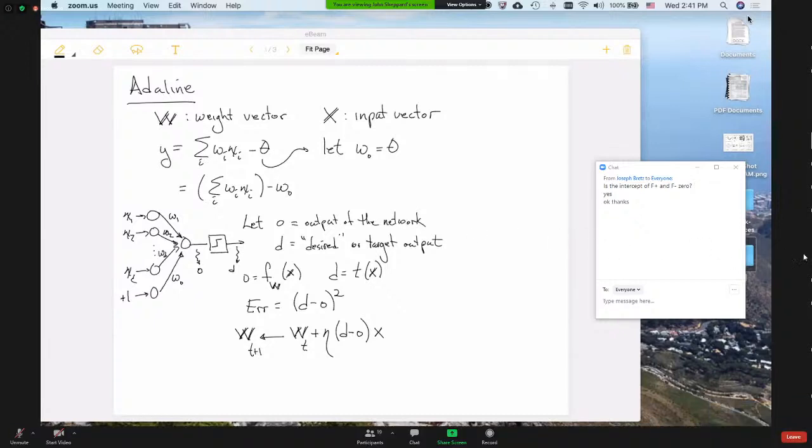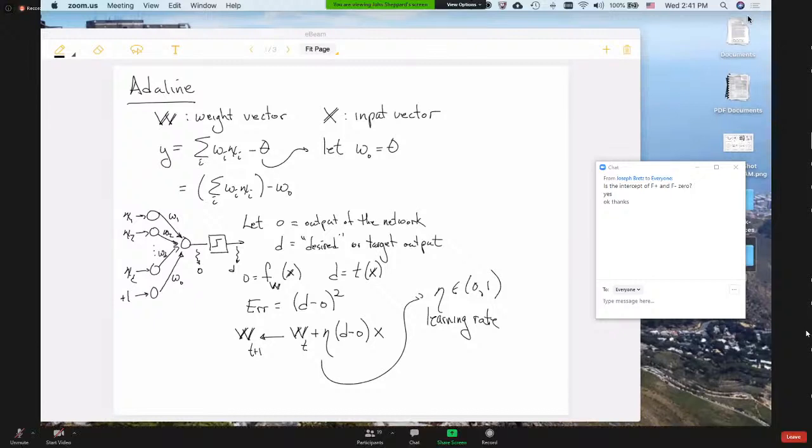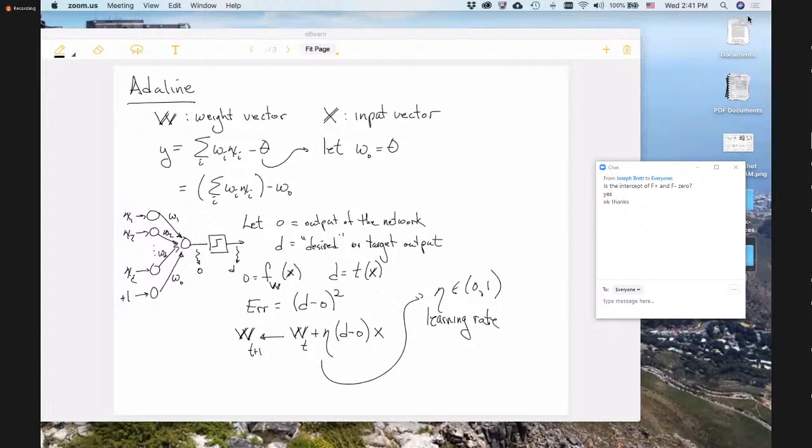All right, what's eta? So this thing here, eta is a number between 0 and 1, and we call it a learning rate. Or you could think of it as a step size that basically scales how large of a jump you make in correcting the weight as you train. All right, so a couple key differences from the perceptron, that is.